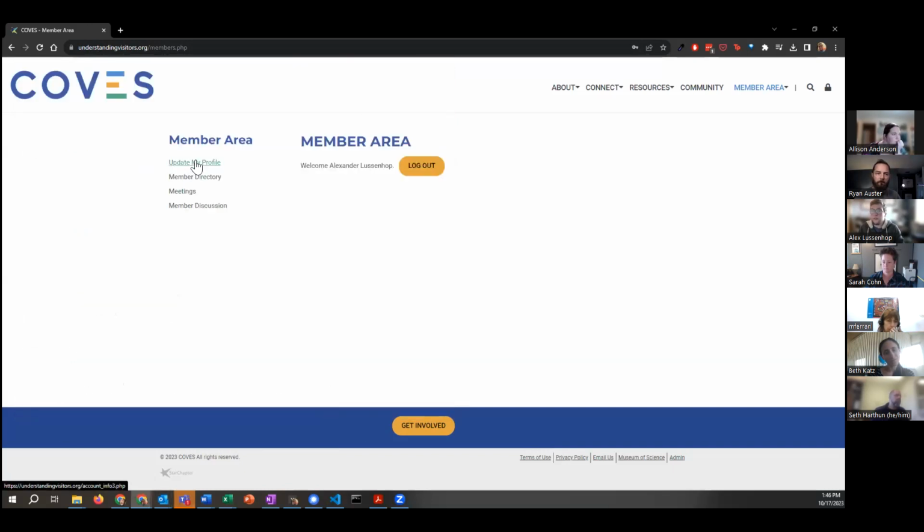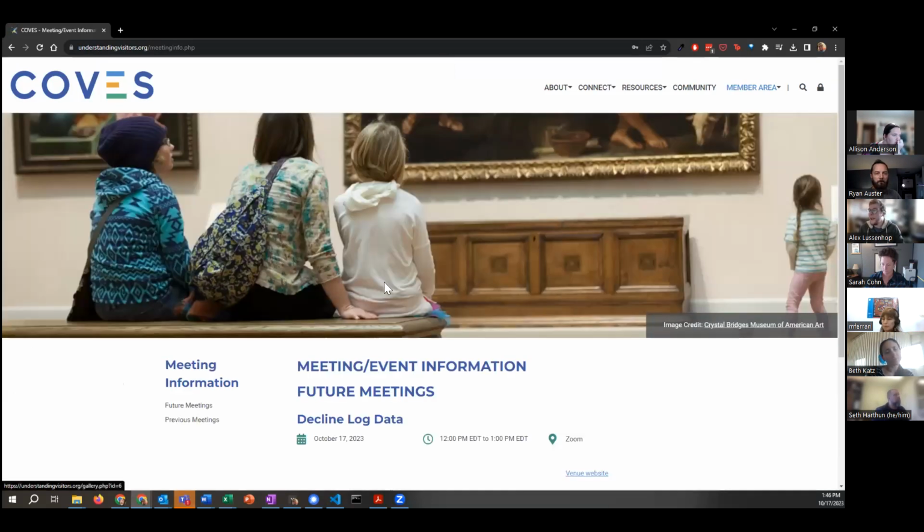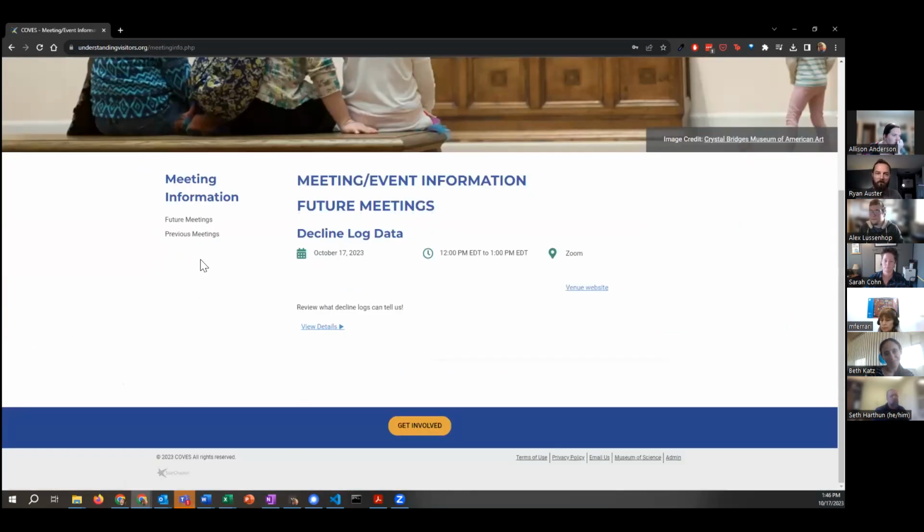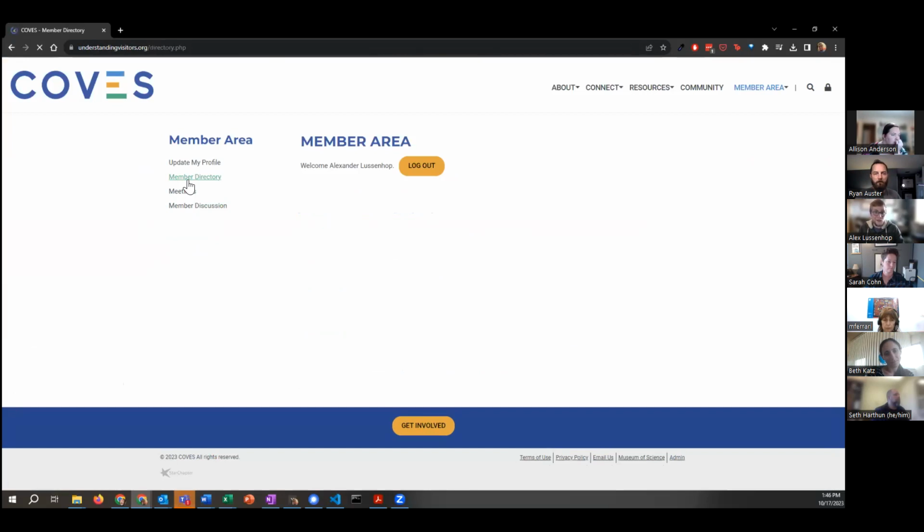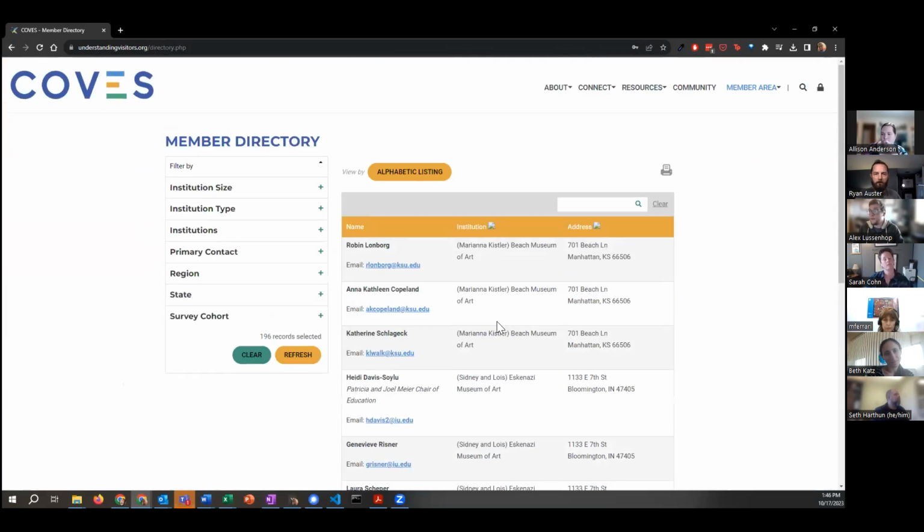It's a pretty simple area for now, but you can do things like add a profile. You can look at these meetings. You can see when the webinars are scheduled if you'd like to. So decline log data, hey, that's today, awesome. And look at the previous meetings that we put in the system. We actually have a member directory. So if you're curious about getting in touch with someone from a fellow museum, you can do that. You can filter them by different type of institution or size, as long as that characteristic is in there and they've allowed us to use it.